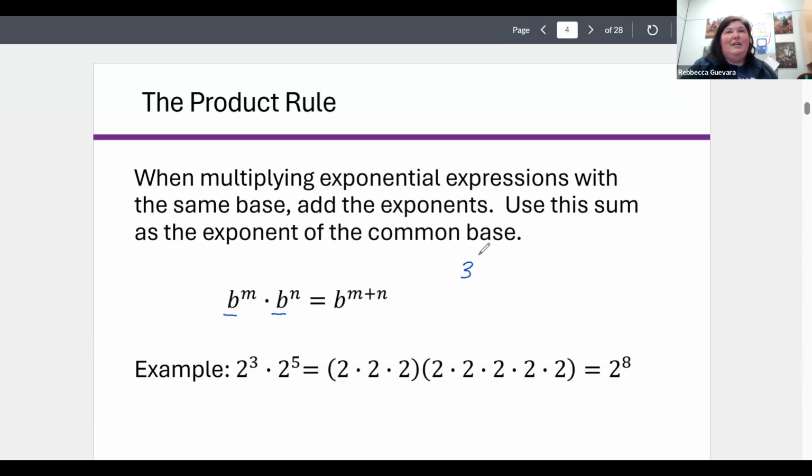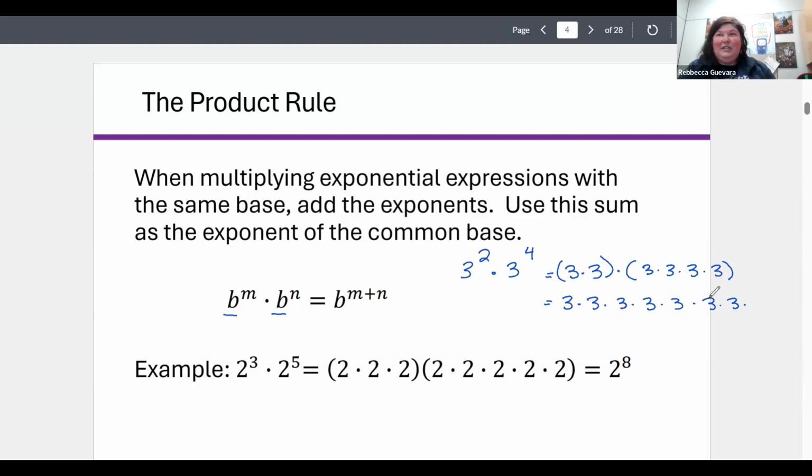I'll do one more here. If I had 3 to the power of 2 and 3 to the power of 4, that means 3 is multiplied 2 times, then this 3 is multiplied by itself 4 times. So what we have here is 3 times 3 times 3 times 3 times 3, and I lost count. 1, 2, 3, 4, 5, need 2 more, 6, 7. One extra here. So we end up having 3 multiplied 1, 2, 3, 4, 5, 6 times, and that is just 3 to the 6.